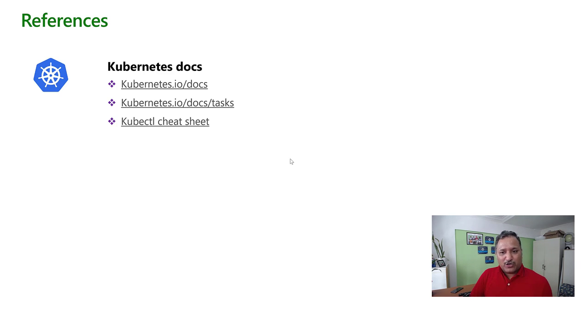I've given the top level docs links here, and there are a couple of other things, like the kubectl cheat sheet. kubectl, or kubectl, whatever you want to call it, is the client which is used to communicate with Kubernetes. The cheat sheet gives you commands for all kinds of things you can do with Kubernetes. The tasks section is a very handy reference, and let's see if we can open it here.